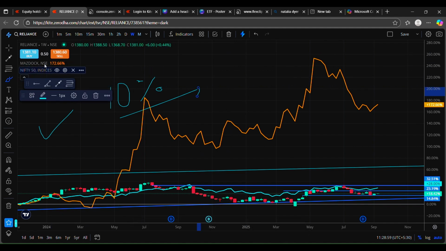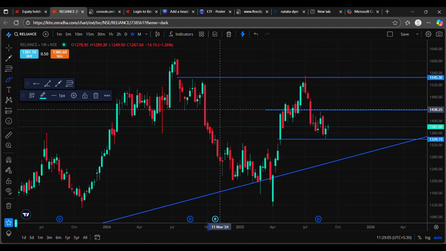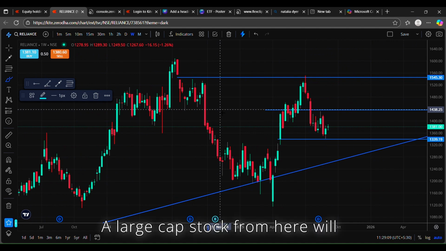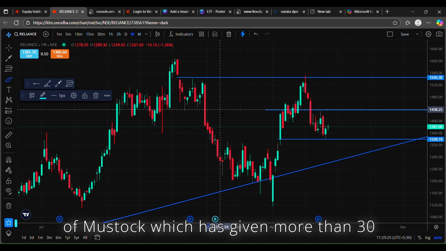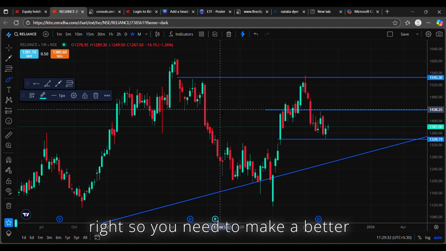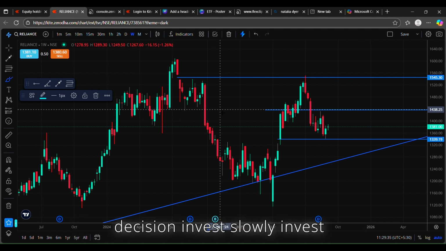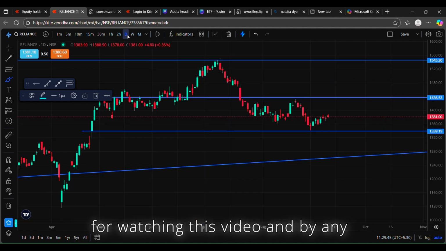So invest in good things, think practically, think nicely. A large cap stock from here will never make you wealthy. It will never give you a 10x or more than 15x return in just 5 years. But now you have seen the example of Mazdoc, which has given more than 30 times return in almost the past 4 years, right? So you need to make a better decision, invest slowly, invest mindfully, and grow your money, grow your wealth. And yeah, thank you for watching this video.